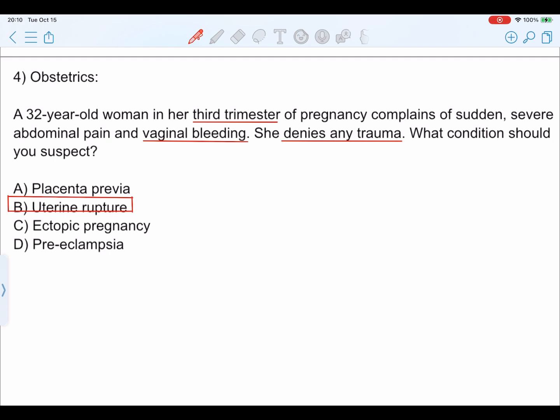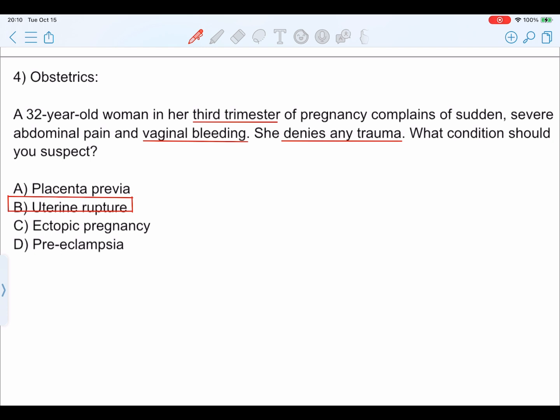So starting off with placenta previa. Placenta previa is when the placenta covers the cervix, and this is usually painless. There might be some bleeding, but it's not going to be painful bleeding, and we can see up at the top that she has severe abdominal pain. So likely not that. And this is also diagnosed much earlier than the actual answer, which is uterine rupture. We wouldn't be in the third trimester when we discover this. This would be found out much earlier.